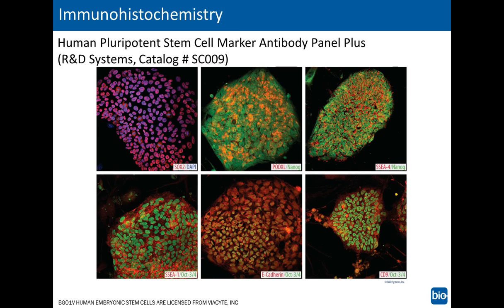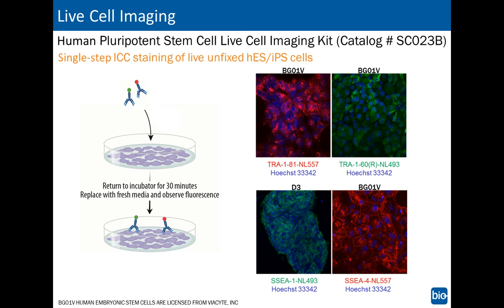So the most basic one is immunohistochemistry for pluripotent stem cell markers. This just shows a panel of pluripotent stem cell markers that we use to validate our stem cells, and we've released this as a commercial antibody panel that provides all these stem cell markers in one easy kit.